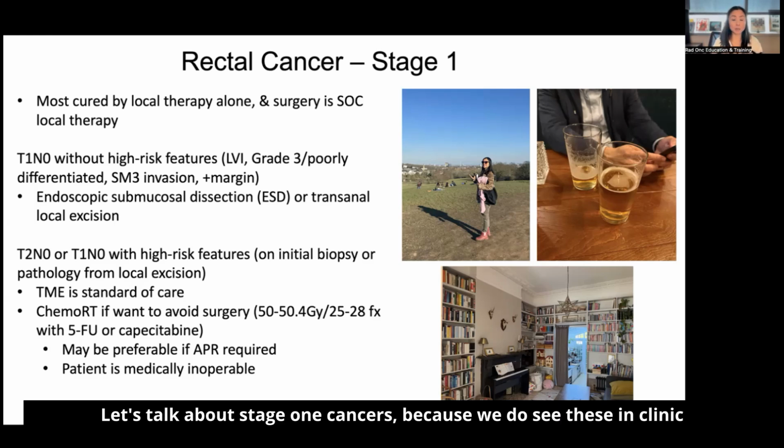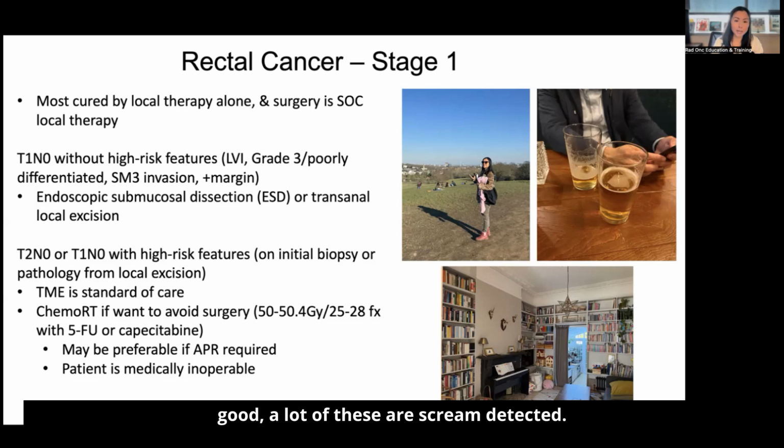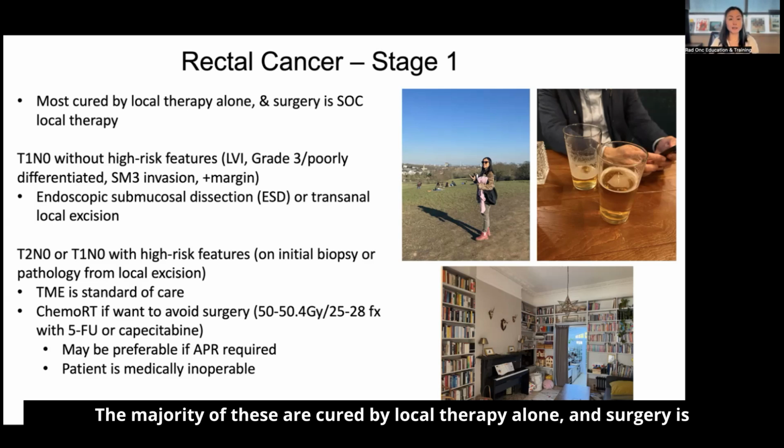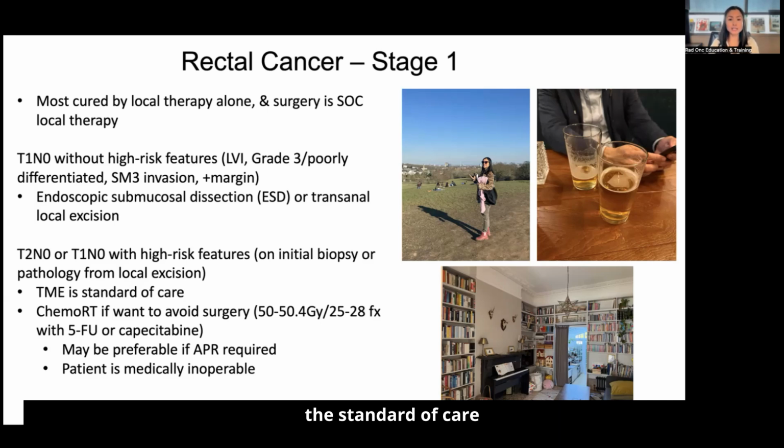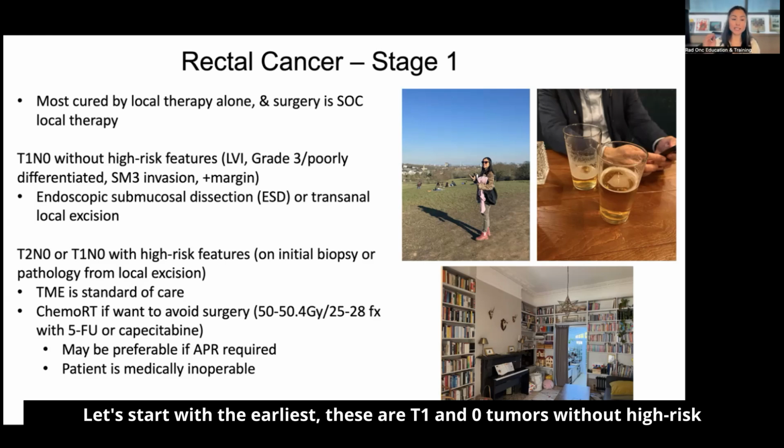So let's talk about stage 1 cancers, because we do see these in clinic as well, which is good. A lot of these are screen detected. So the majority of these are cured by local therapy alone, and surgery is the standard of care local therapy. So let's start with the earliest. These are T1N0 tumors without high-risk features.